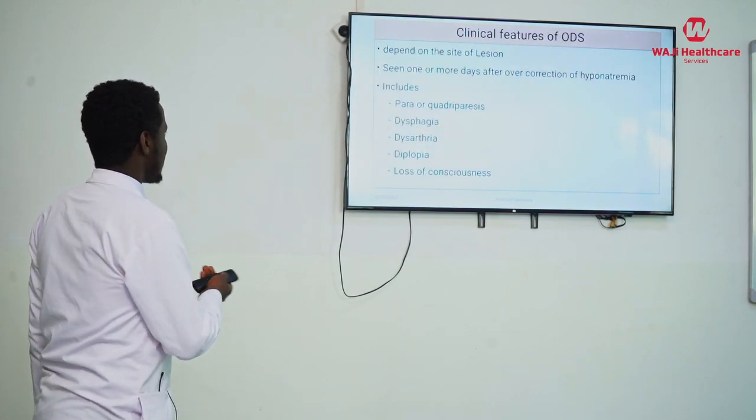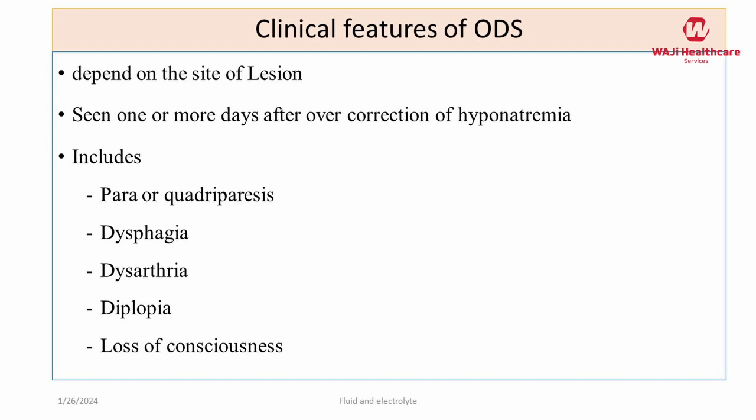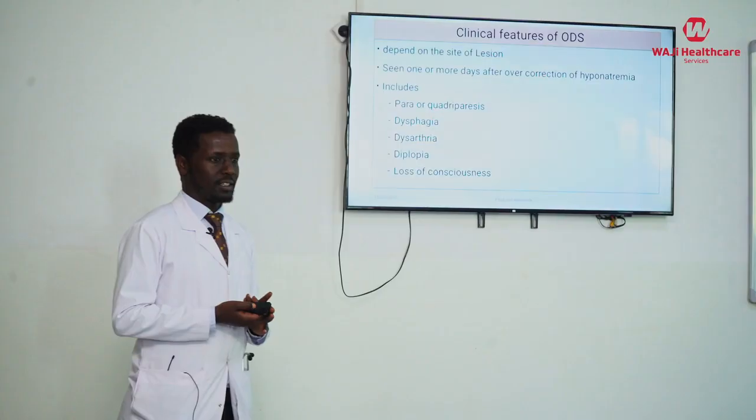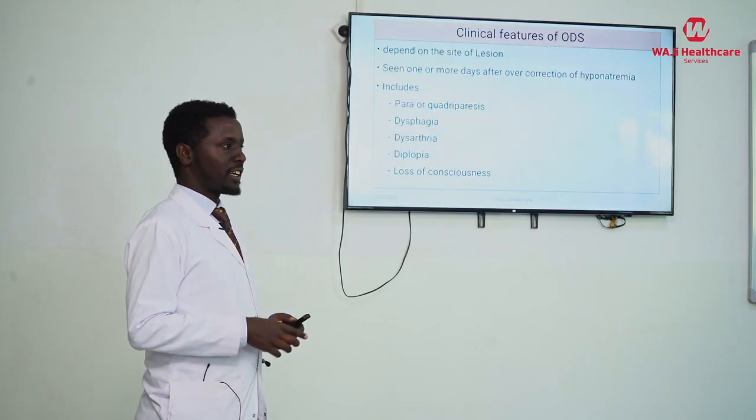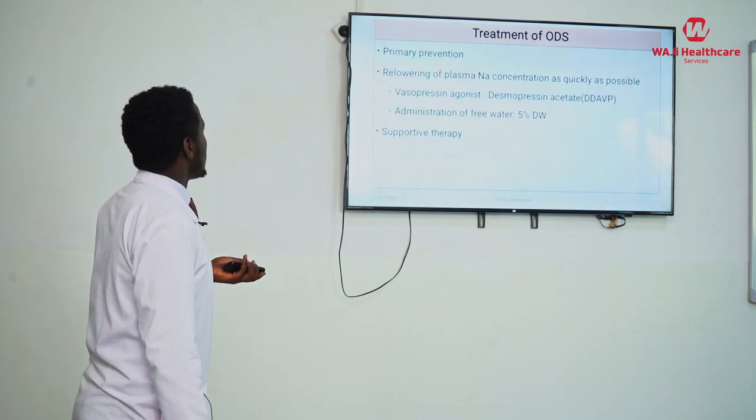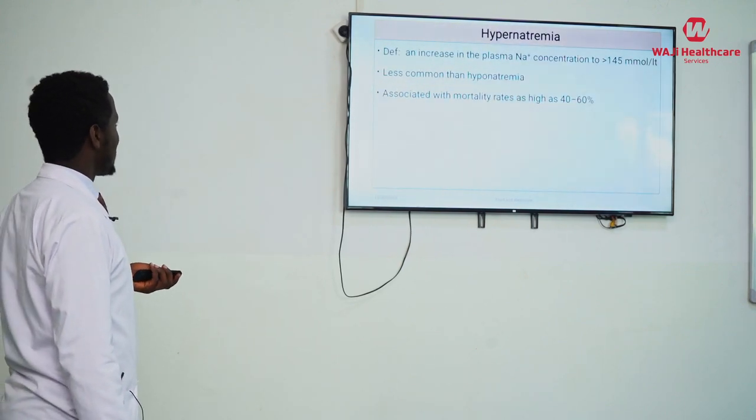This is just to read on about these clinical features. They are usually paraplegic or quadriplegic, with dysarthria and diplopia. It's very devastating. I have seen one patient, a young patient, and it was very devastating. So this is all about hyponatremia.